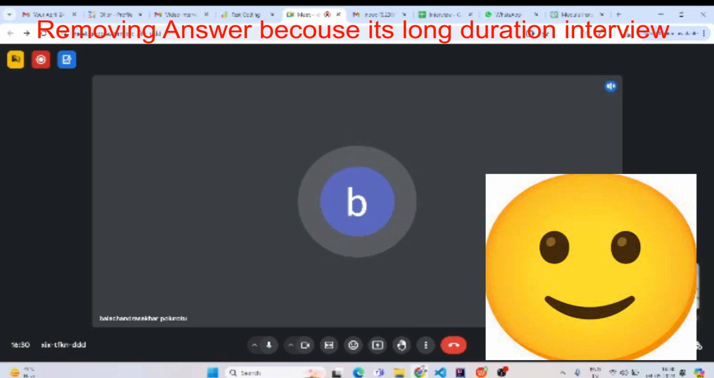Okay, have you worked on reactive programming? Yeah. What did you use? Have you used WebFlux or something like that? Yeah. Okay, why do we need reactive programming? So because suppose, can you share your screen? Yeah.